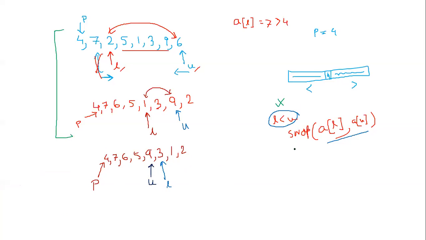So L will become greater than U. What to do? That means if L is greater than U, then we will have a swap between A of P and A of U.